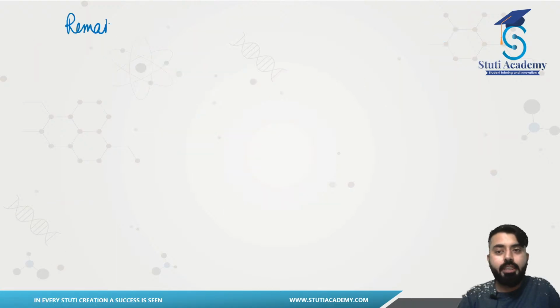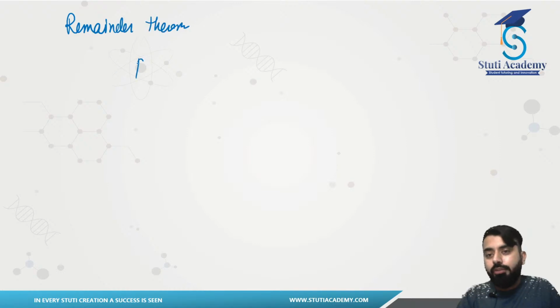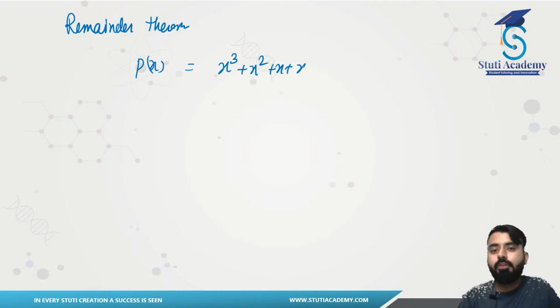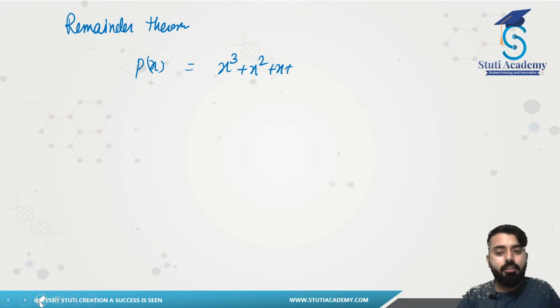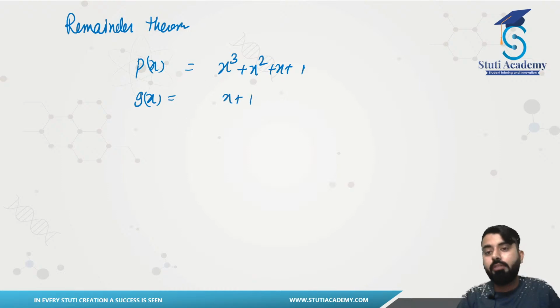The remainder theorem states that you will have any polynomial p of x, and in our case, let's say it is x cube plus x square plus x plus 1, our previous polynomial, our previous dividend. Let's say this is my dividend. There will be a divisor g of x, let's say it is x plus 1 from our previous case. We have to divide p of x by g of x, and we only have to find r of x.